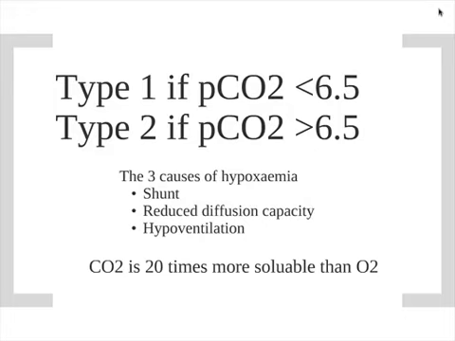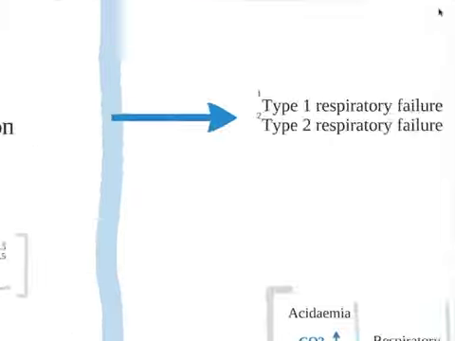So that's why hypoventilation causes type 2 respiratory failure. And that's why you don't usually get a type 2 respiratory failure with a shunt. Make sense? Cool. Okay, let's move on.